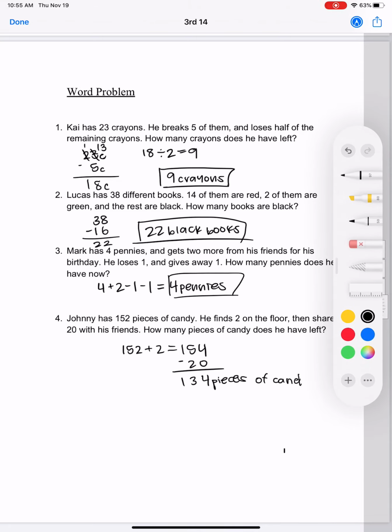This is not working with me today. That says candy. Okay, 134 pieces of candy.